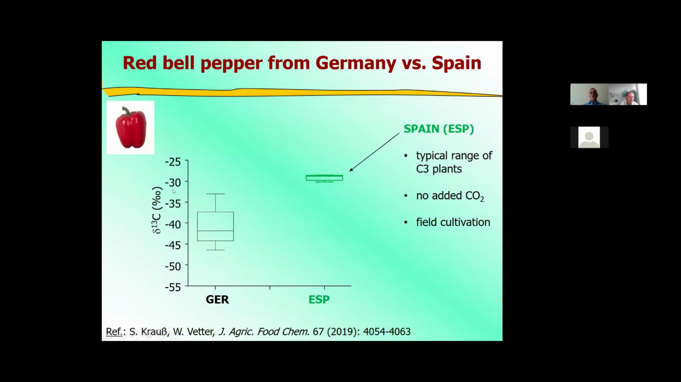And then we compared it with these other samples. And if you look at Spain, the Spanish samples, they were all in the typical range of C3 plants. So there was no added CO2. And this confirms the field cultivation.